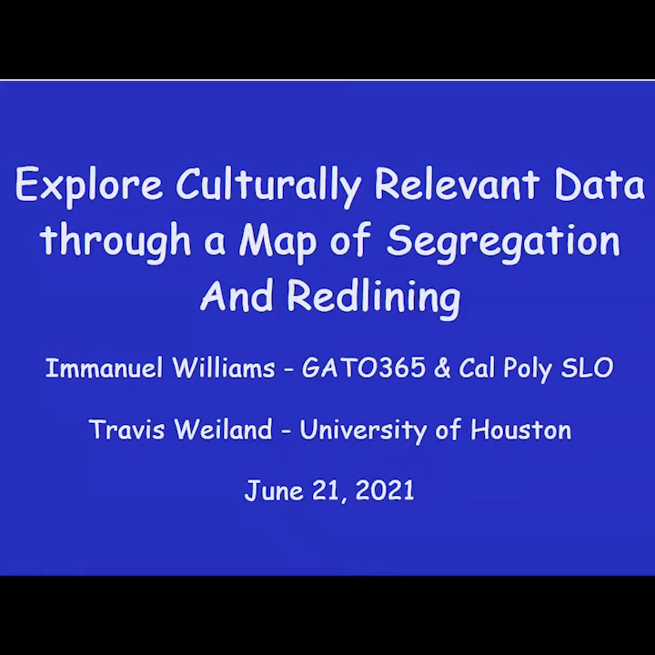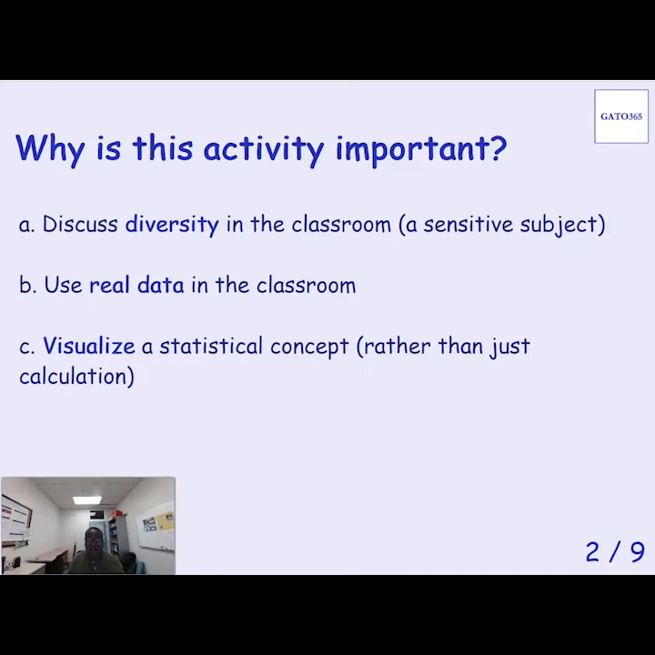Hello, my name is Emmanuel Williams, and today we're going to explore culturally relevant data through a map of segregation and redlining. This activity is important because it allows teachers to talk about diversity, which is a sensitive subject within the classroom, also use real data, even though it's from 2010 census data, as well as visualize the statistical concept rather than just having students calculate values.